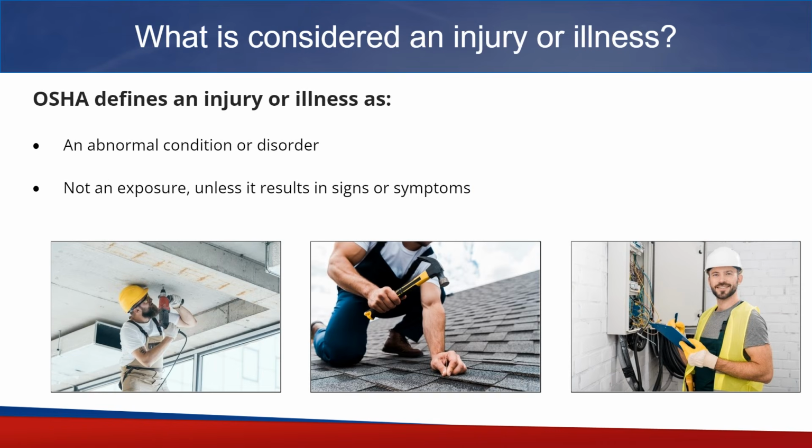What is considered an injury or illness? OSHA defines an injury or illness as an abnormal condition or disorder. Injuries and illnesses include cases such as cuts, fractures, sprains, skin diseases, or respiratory conditions. For OSHA record-keeping purposes, an injury or illness can also consist of only subjective symptoms, such as aches or pain. Exposures that do not result in signs or symptoms are not considered injuries or illnesses and should therefore not be recorded on the OSHA forms.